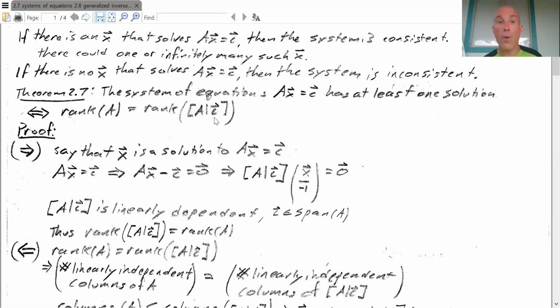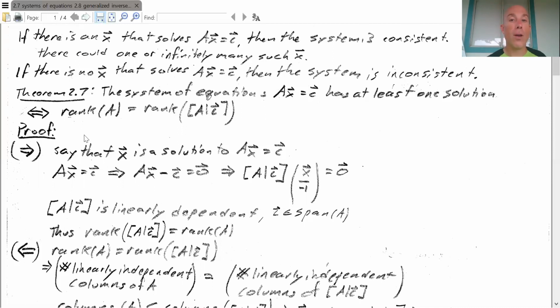Okay, proof. So this is if and only if. So I've got two directions. The one direction, I make the assumption, my hypothesis is that this equation has at least one solution. There may be infinitely many x's, there may just be one. We don't really care. I use that piece of information to prove that the rank of A is equal to the rank of A appended with c. The other direction is that I'm going to assume by hypothesis that the rank of A is equal to the rank of A append c. And then I use this piece of information to prove that this system of equations has at least one solution.